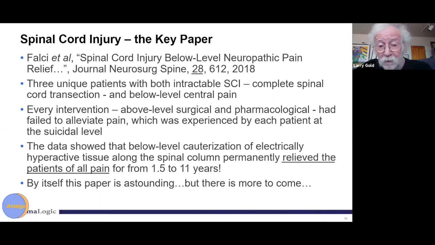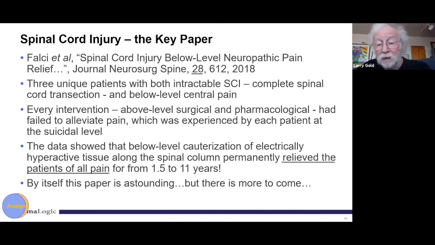Scott has treated almost 300 patients with what I'm about to tell you. And he found electrically active tissue in a very narrow place along the spinal column below the break. And when he cauterized that tissue, for these 3 patients in this paper, the patients were relieved of all pain, and it lasted as long as it has been since the operation. So amazing. He cauterized tissue below the break.